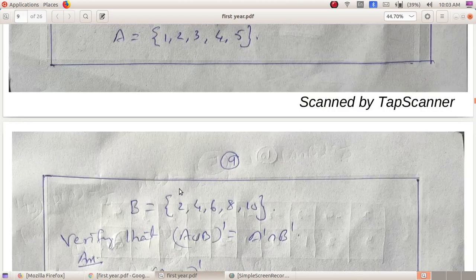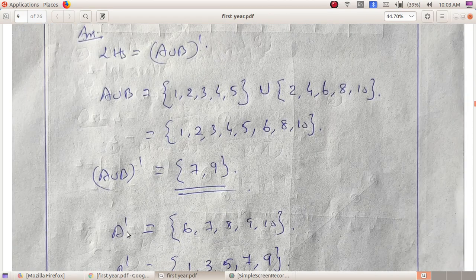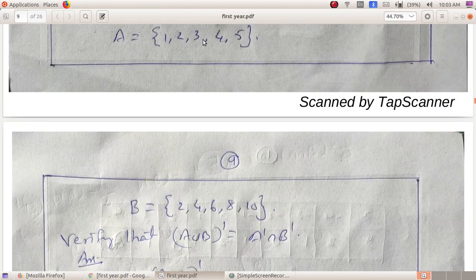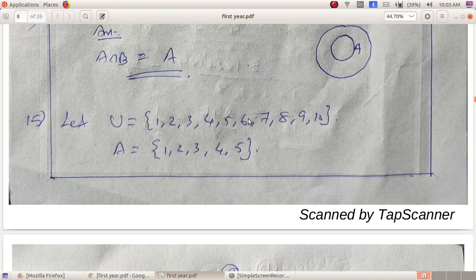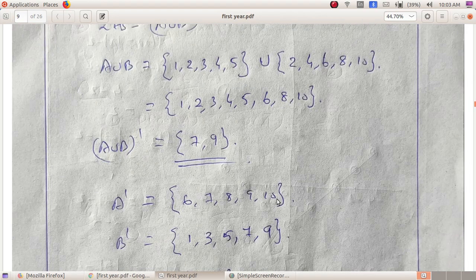Then we have to prove A complement intersection B complement. So we are finding A complement. A complement means, here A is equal to {1, 2, 3, 4, 5}. Beyond this, which are the other numbers in the universal set? 6, 7, 8, 9, 10. So that is A complement: 6, 7, 8, 9, 10.